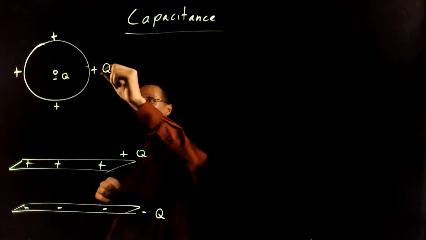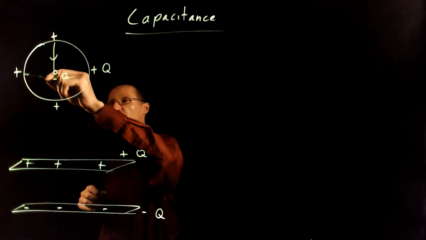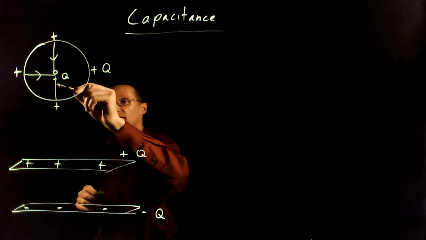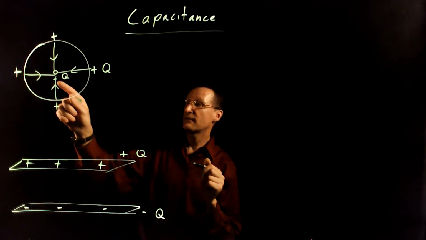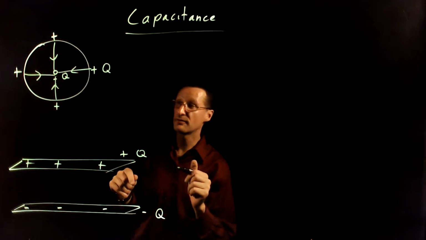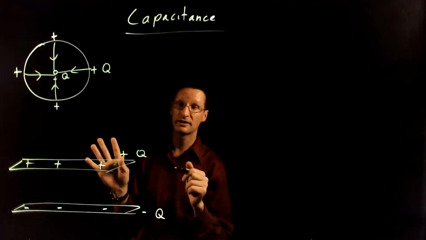And so because the electric field is directly proportional to the number of field lines, which is proportional to the charge, then if I have this distribution of charges, I'm going to get this distribution of electric field.